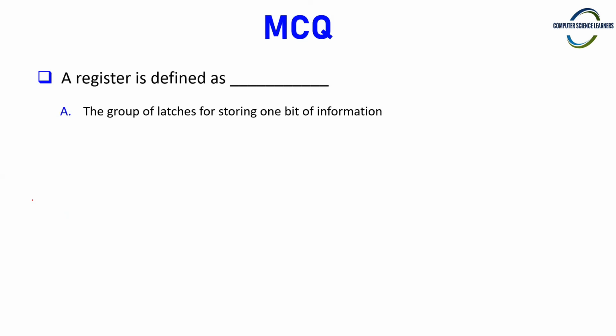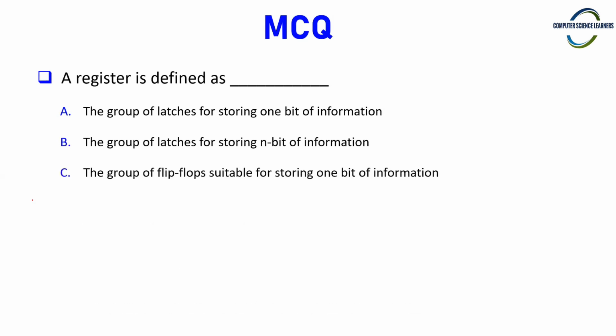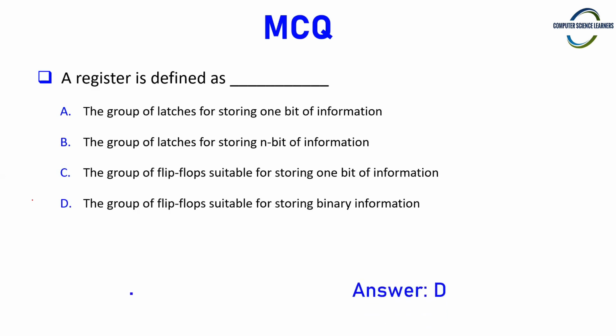Now there is one multiple choice question. A register is defined as: a group of latches for storing one bit of information, a group of latches for storing n bits of information, a group of flip-flops for one bit of information, or a group of flip-flops for storing n bits or multiple bits of information. Which is the right answer? Obviously, a register is a collection of flip-flops to store n bits of information. So the right answer is option D.